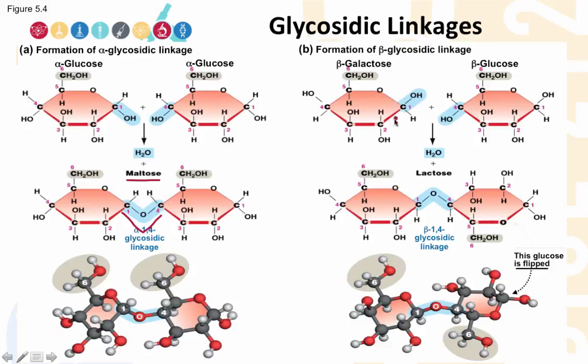Panel B shows a beta glycosidic linkage between a beta galactose molecule and a beta glucose molecule that come together to form a disaccharide called lactose. The resulting linkage is a beta 1,4 glycosidic linkage because its orientation is above the plane of the ring structures. So different kinds of glycosidic linkages can form between these monomeric sugar units to form higher order structures.